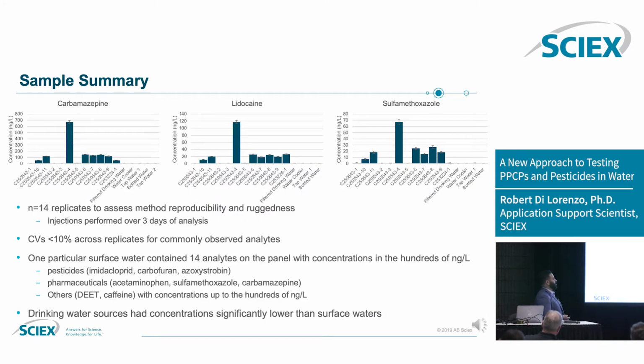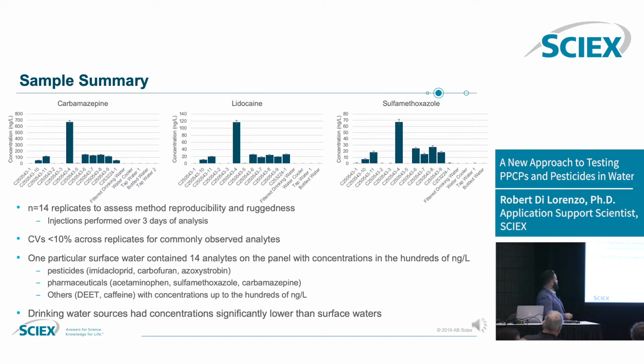I bring up three compounds that were a hit in basically every sample. So these C designations were surface water samples, and then some examples of some of the drinking water and tap water and that kind of thing that I pulled from a few different sources. We did N equals 14 replicates, so we injected these many times just to get some precision data. We did this basically straight over 3 days of analysis.